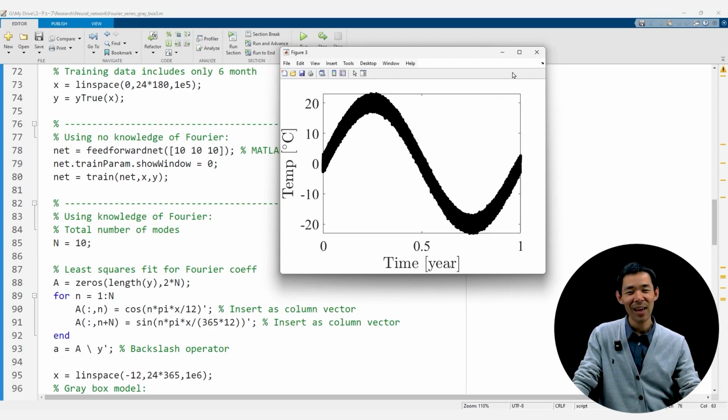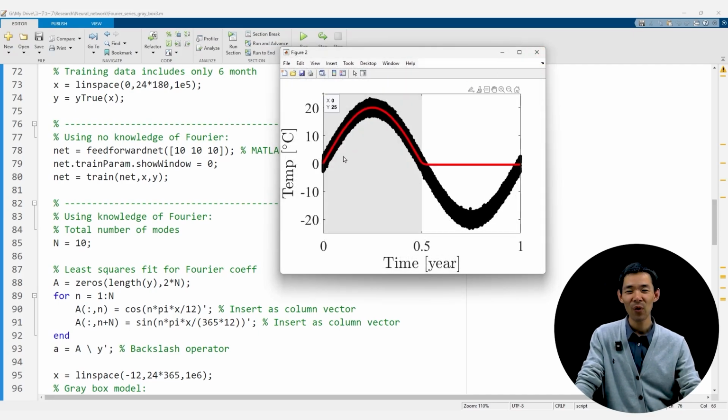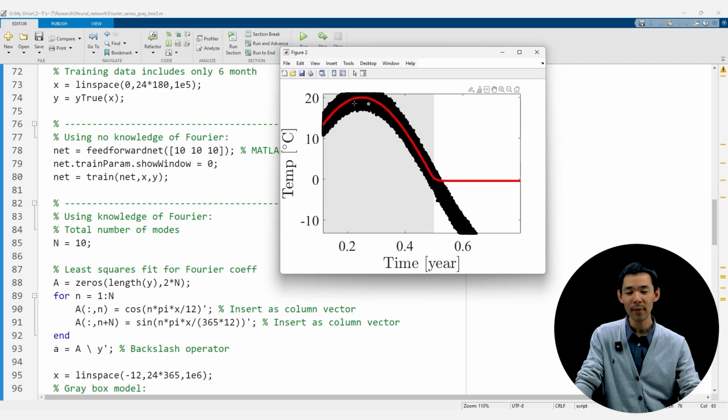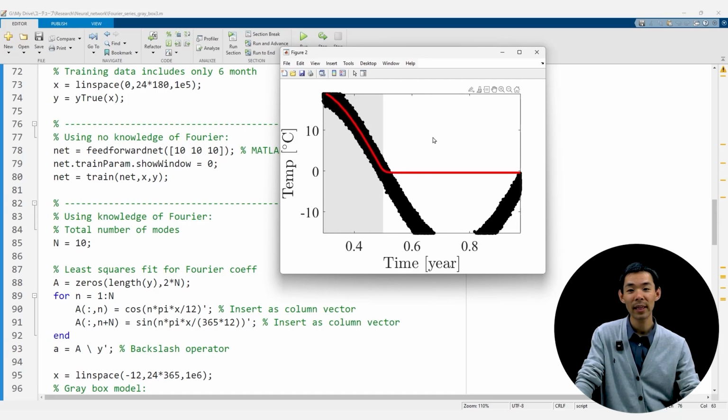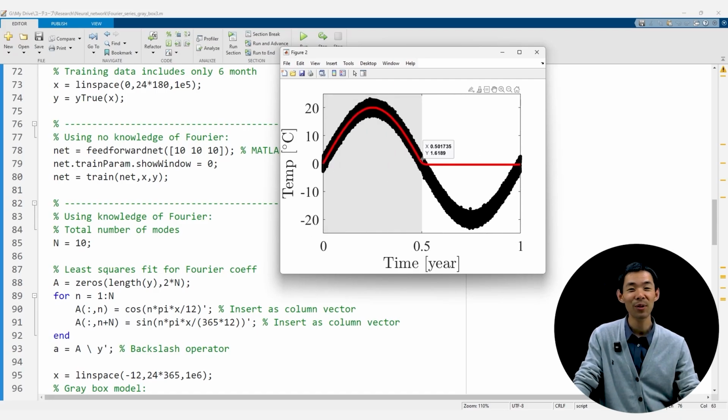Now, if I were to take the black box approach and just feed in, for example, six months worth of data, so I put in half the full seasonal year, the red curve is what the black box model shows. So you can see that it captures the mean temperature very accurately inside the training region, but once again, like I showed earlier, it fails to predict the temperature outside the training range.